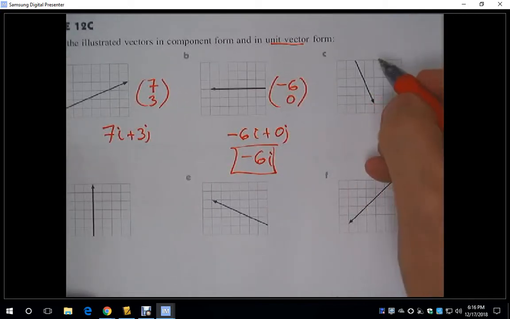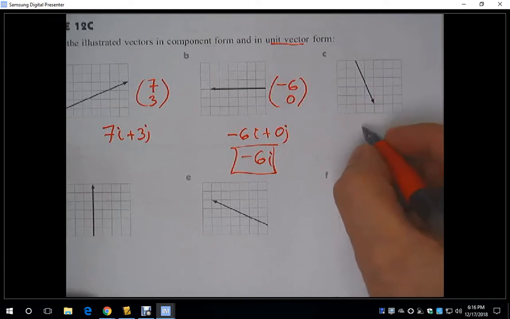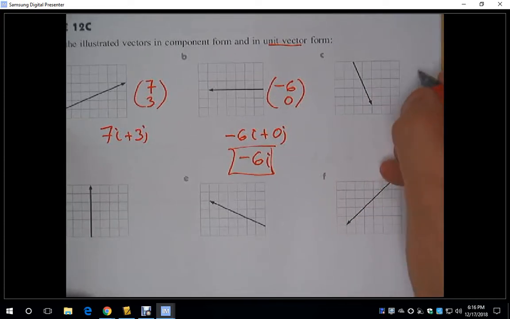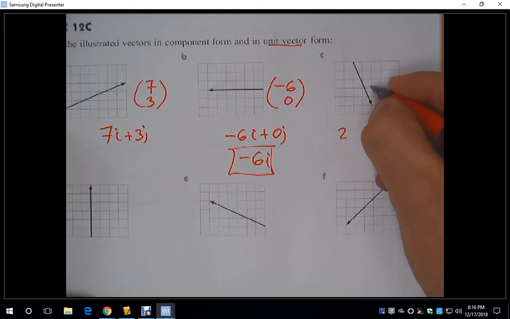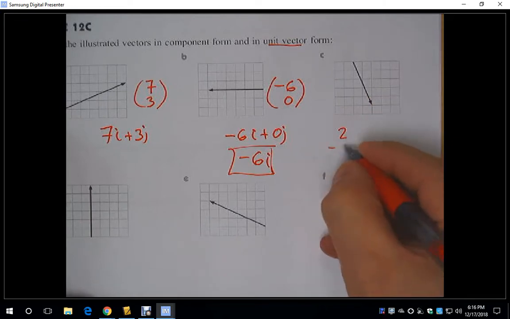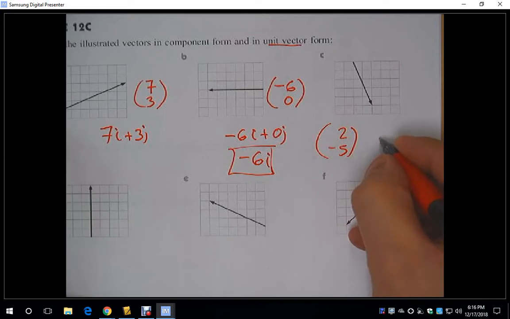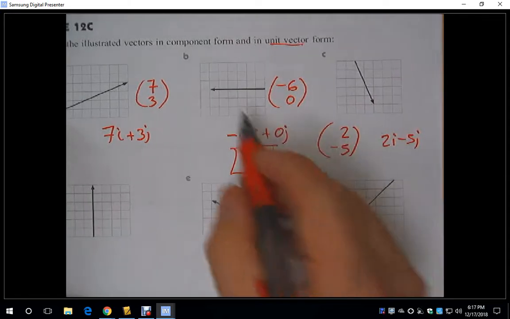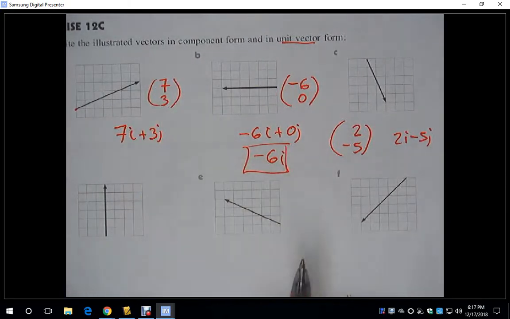The next one, we're moving 2 units to the right, so that would be positive 2. And then 1, 2, 3, 4, 5 units down, so negative 5. Component form, and then unit vector form. So as the instructions say, I need to write it in both.